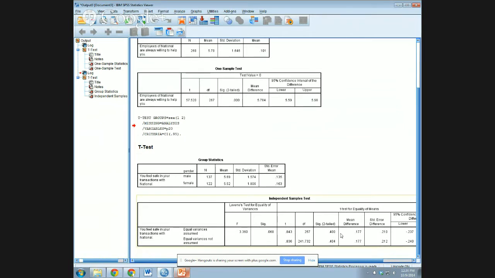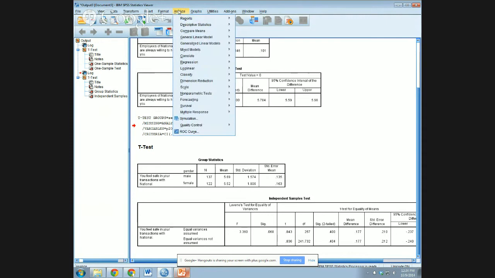So if we're saying that the significance level is 0.40, we're saying that there is no significant difference between the groups. There is no significant difference between men and women. What does no difference mean? Equal, right? No difference means equal. So men and women feel equally safe with their transactions with National. Okay, so that's the independent samples t-test.